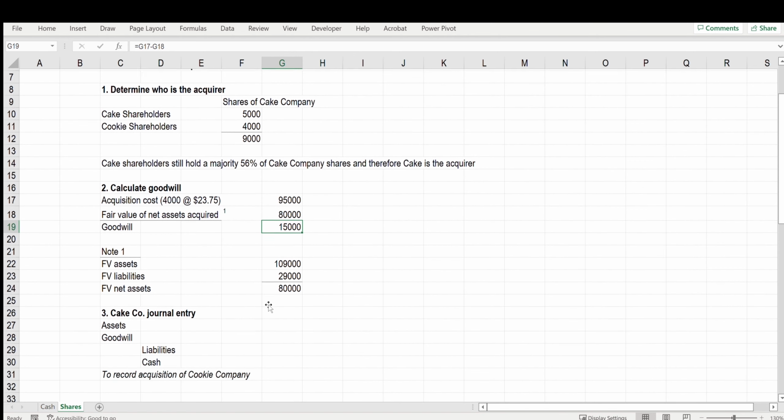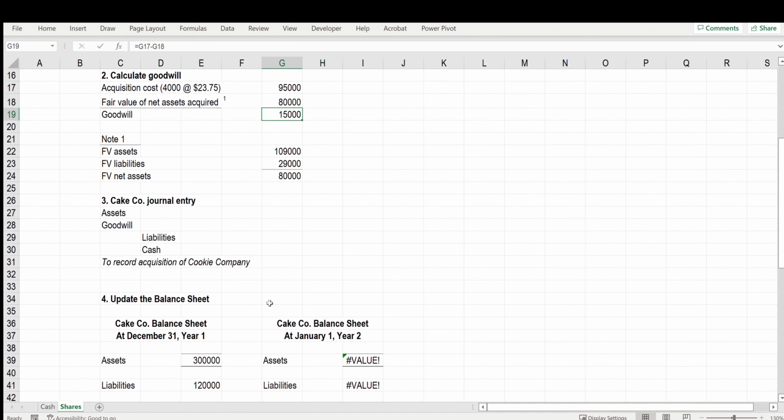Now we look at the journal entry here for Cake Company.